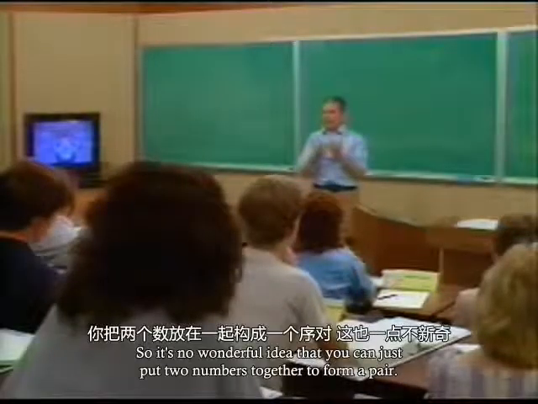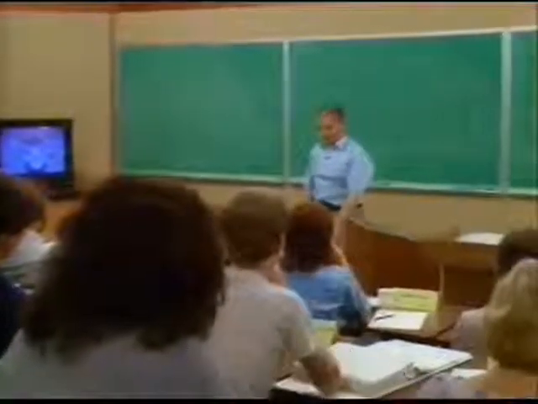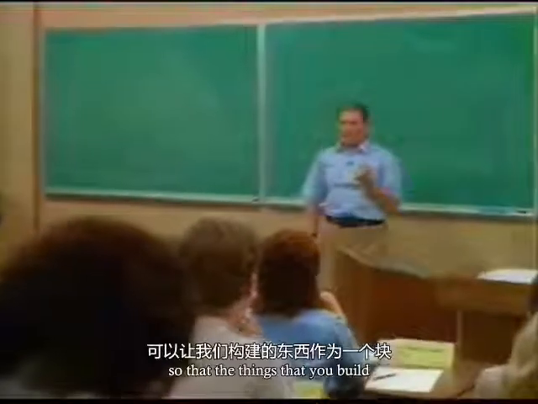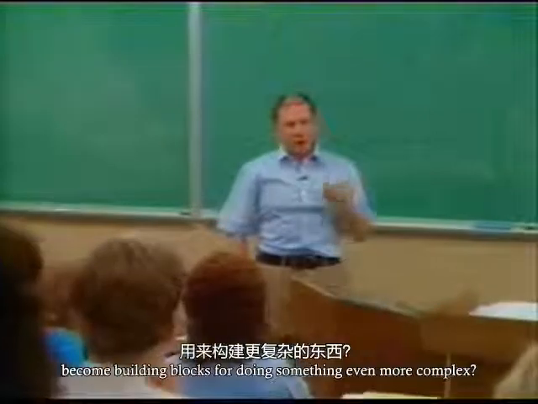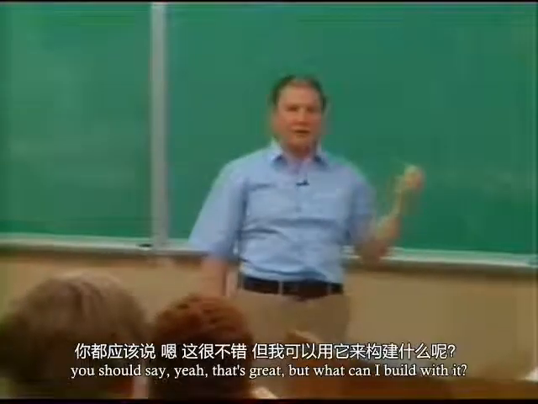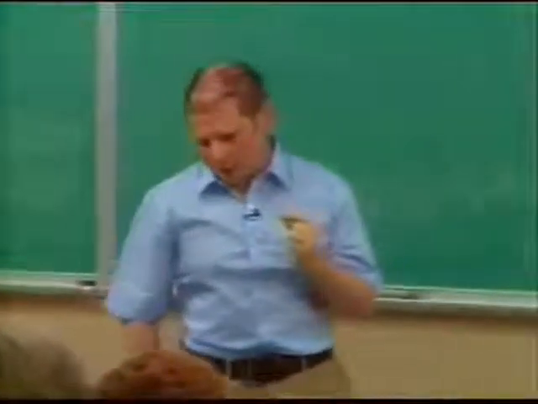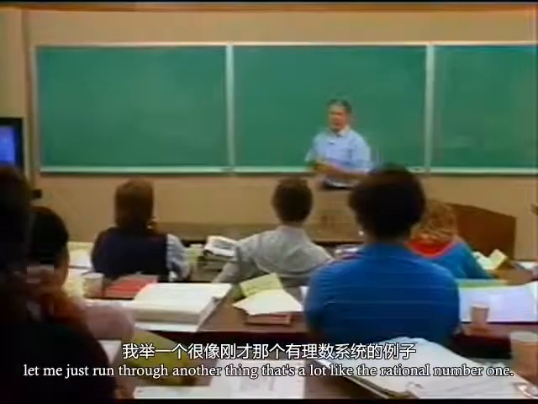Right, so it's no wonderful idea that you can just put two numbers together to form a pair. If that's all you ever wanted to do, there are tons of ways that you can do that. The real issue is, can you do that in such a way so that the things that you build become building blocks for doing something even more complex? So whenever someone shows you a method for controlling complexity, you should say, yeah, that's great, but what can I build with it?